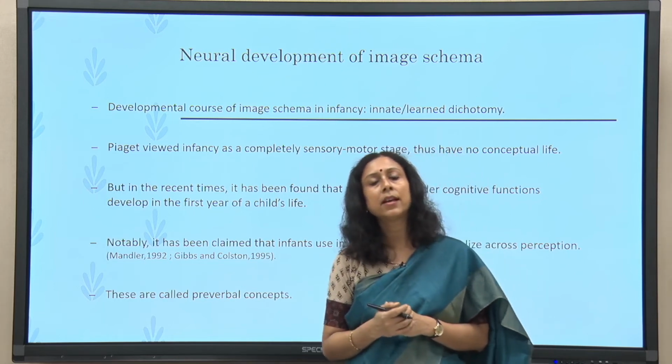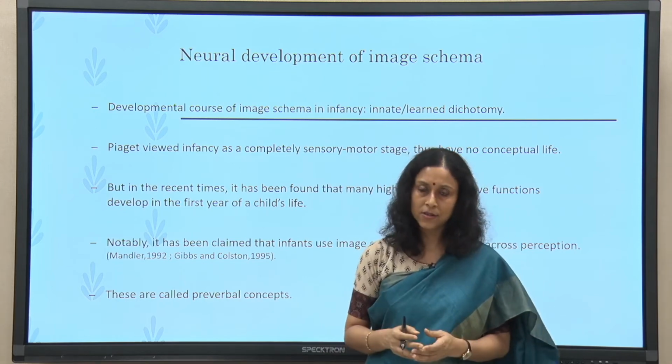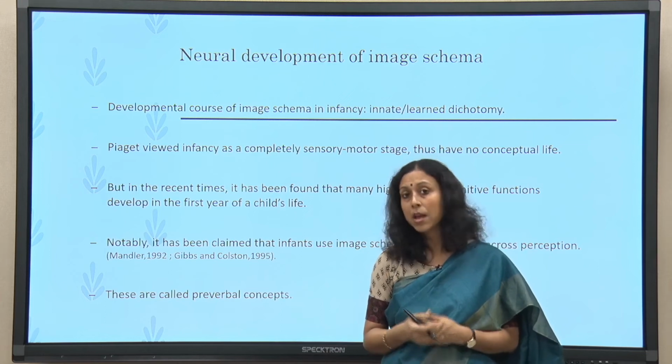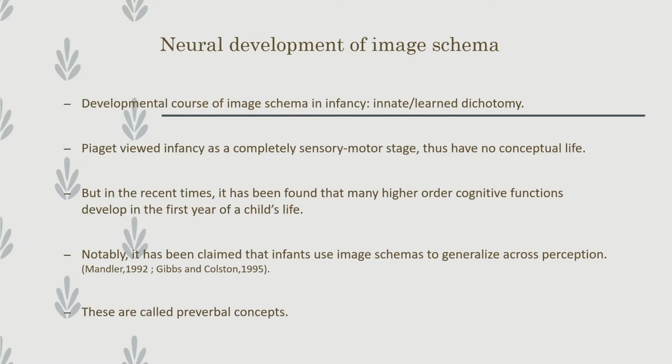So, at that level kids are not expected to have a conceptual life, as a result of which mental representations of schemas and so on and so forth may not really exist. However, in recent times it has been found out that small children, as small as 4 months or 6 months, are actually capable of having higher order cognitive functions. There have been a large amount of studies and a large amount of data that has come out of it from the first year of a child's life.